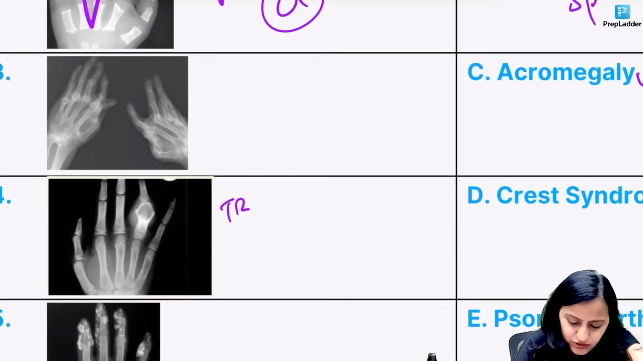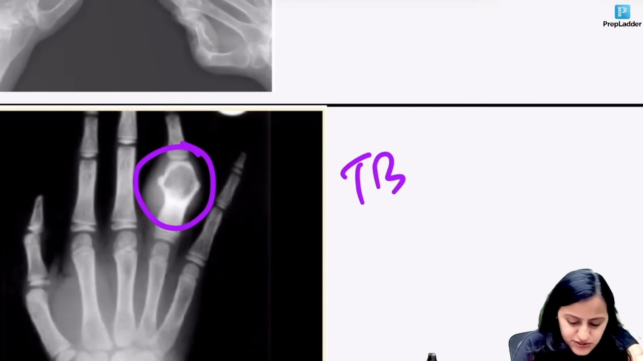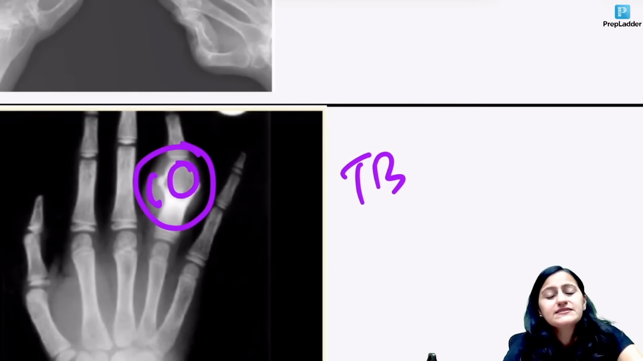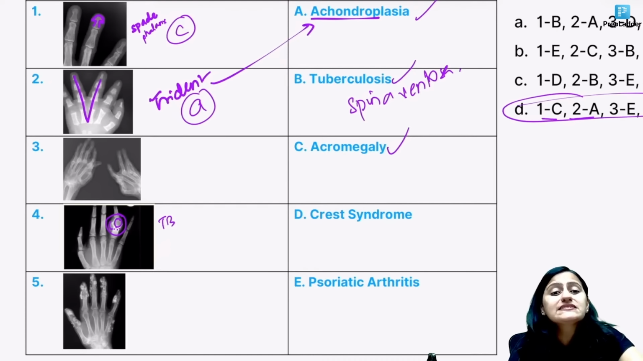So look at this fourth image here. There is this soft tissue swelling that you can see. There is the bone which is affected, the surrounding sclerosis which is there. This is spina ventosa, TB dactylitis.